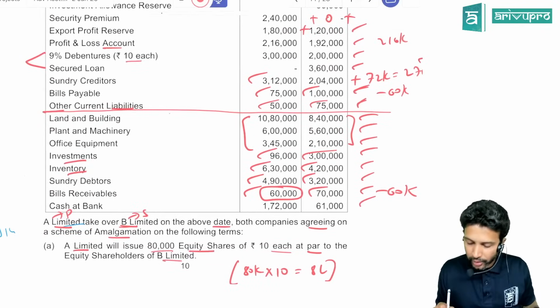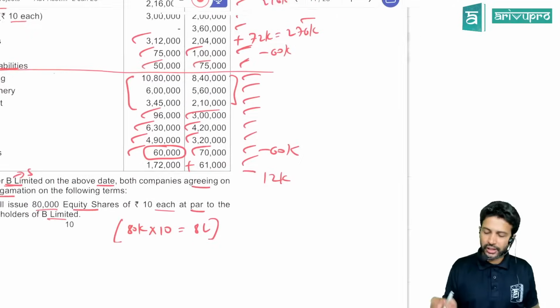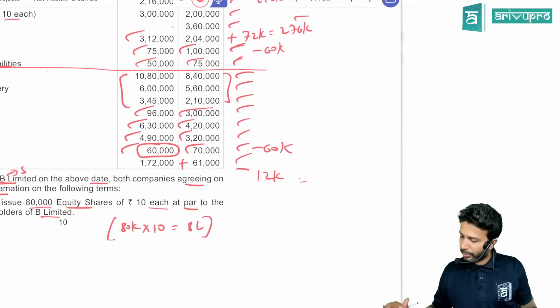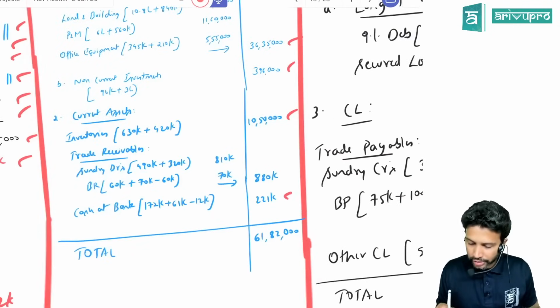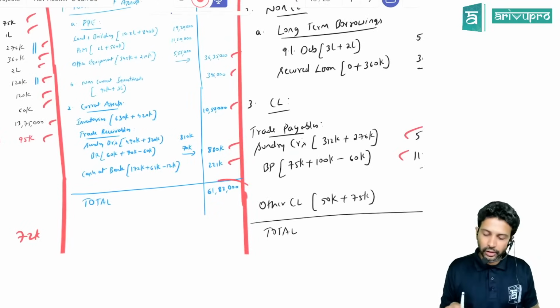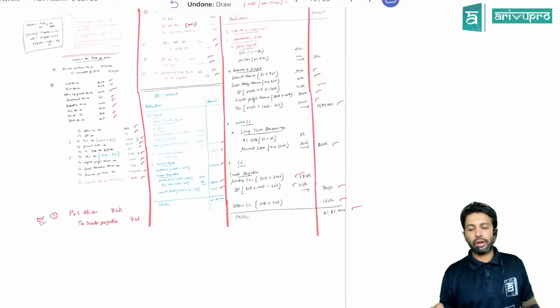Last one is cash and bank. 172 plus 61. Was there any amalgamation expense? Yes. How much was that? 12,000. So 172 plus 61 minus 12, if you do, 2 lakh 21,000. That is your cash balance. Add everything, you'll get the same total. Both the side totals matched. That's all this question was about.